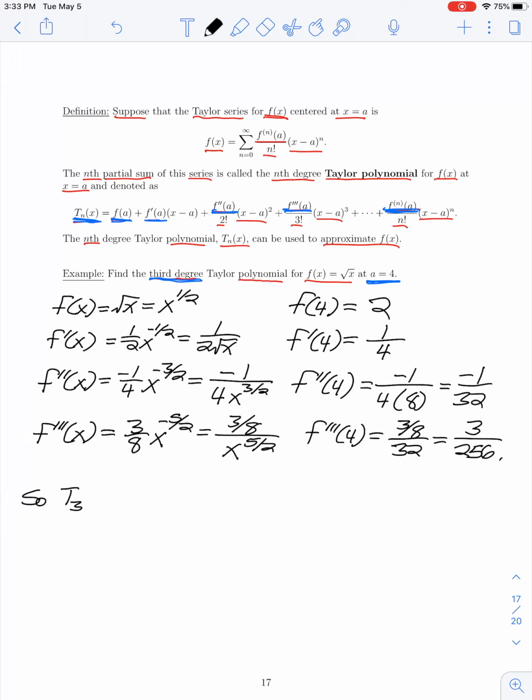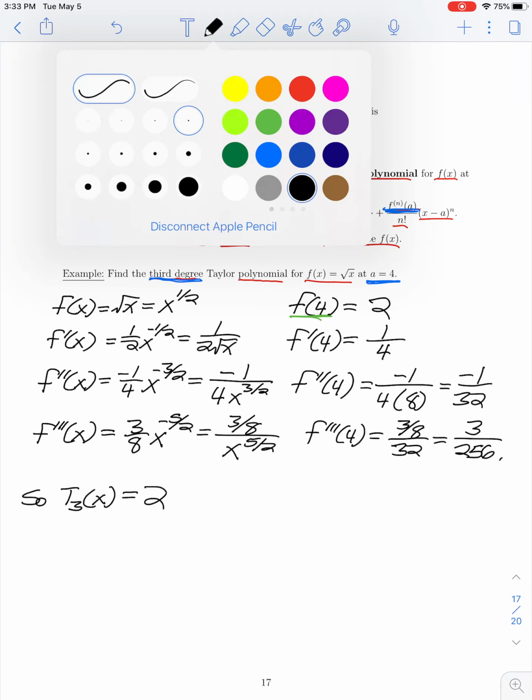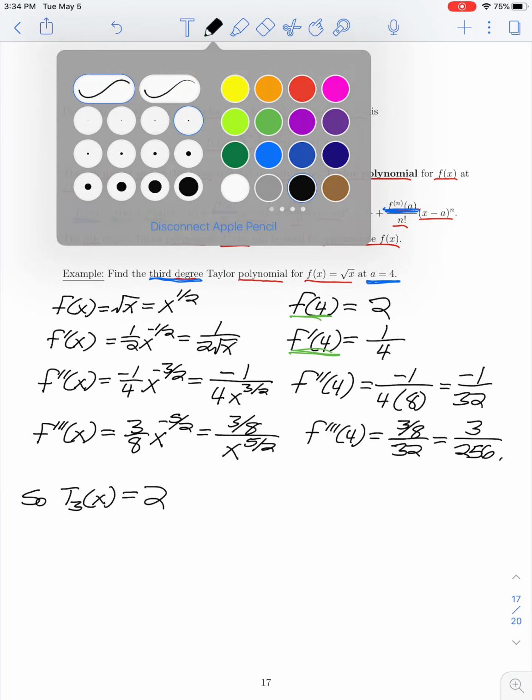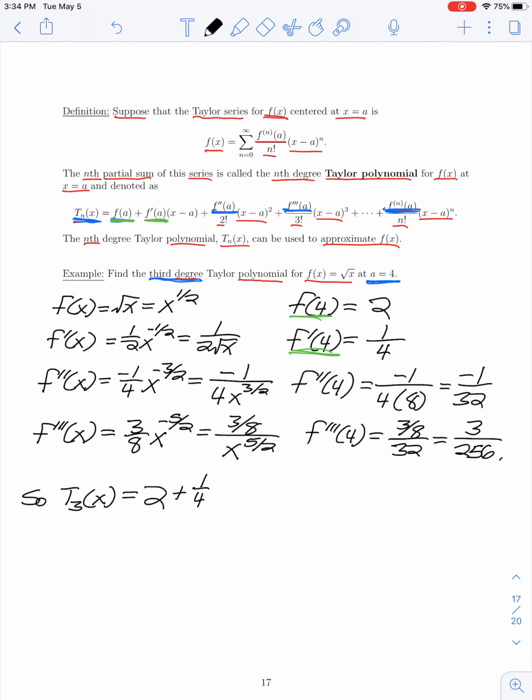It's denoted as T sub 3 of x. The subscript 3 denotes that it's the third degree Taylor polynomial. Let's look at the terms that we're summing here. Our first term is f of a. In this case, f of 4 was found to be 2. Then our next term is f prime of a, which was 1/4, times x minus a, which was 4, to the first power.